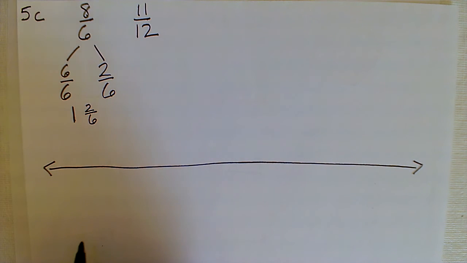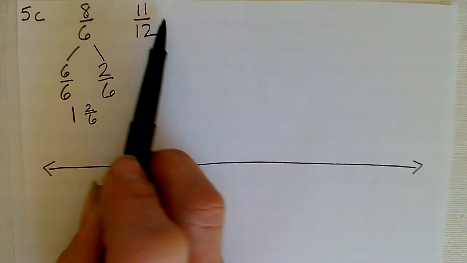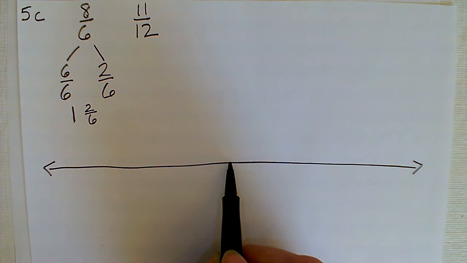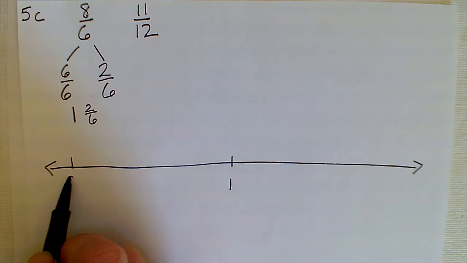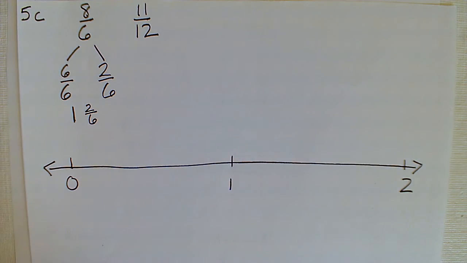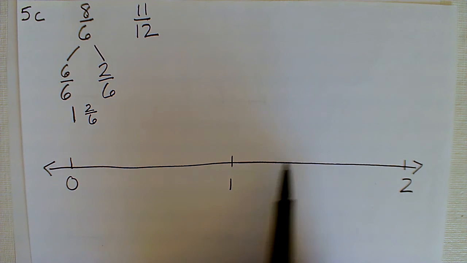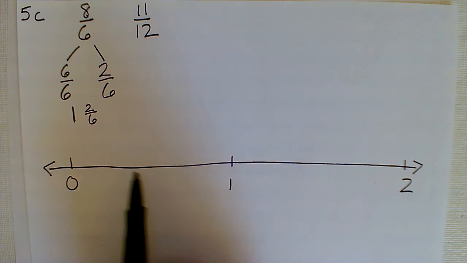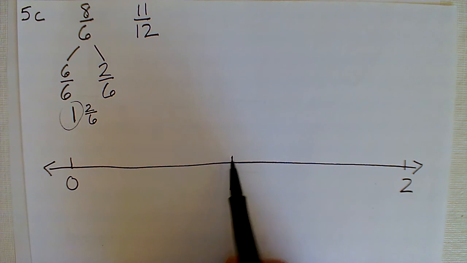So for this one, I definitely need to have, because this is a fraction less than 1, I'm going to go ahead and put my 1 benchmark right in the middle. I'm going to put my 0 right here, and I'm going to put my 2 over here. Where is 8/6 going to fall? Well, it's going to be 2/6 greater than 1. So I go to 1, and then I'm going to go to 2/6.